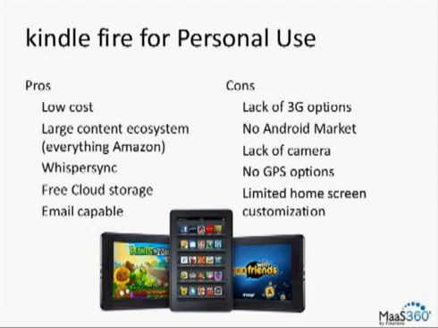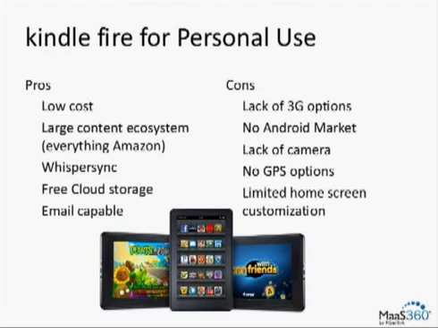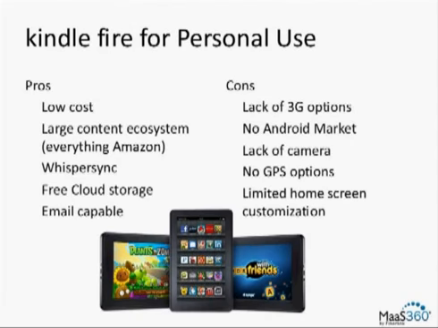Cons. So lack of 3G, again, is a con for the regular user out there as well as the business user. Since there is no Android market, you don't get all of the apps that are out there on the Android market, so that's another con. There's no camera. I personally don't use a tablet as a camera anyway. I just think it's kind of awkward, but that's just my personal opinion. That's what I have my phone and my real camera for. There's no GPS options in the device.